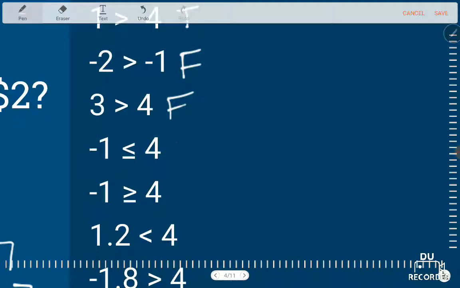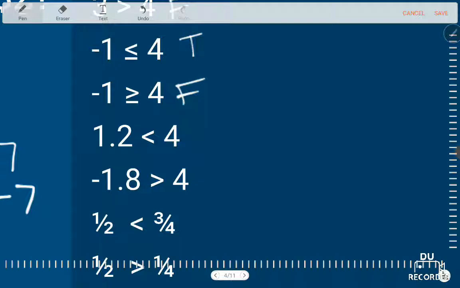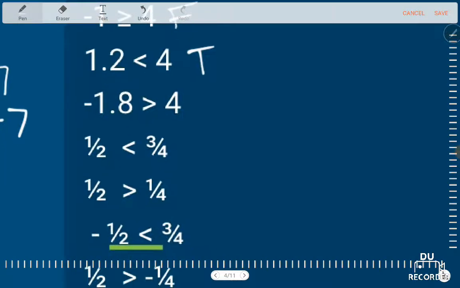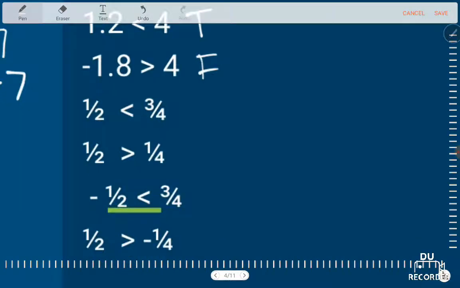Just going to run through these quickly. -1 less than or equal to is true. -1 greater would not be true. Decimals, don't freak out, right? Again, just think of that number line. This is a number between 1 and 2. So yes, it is less than 4. This is a negative, so I don't even care that it's a decimal. I know that a negative is not going to be bigger than a positive, so that's false.